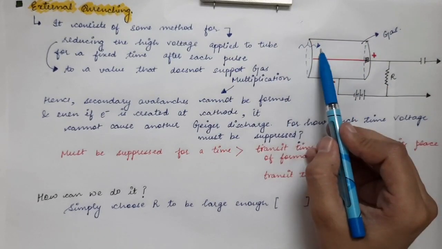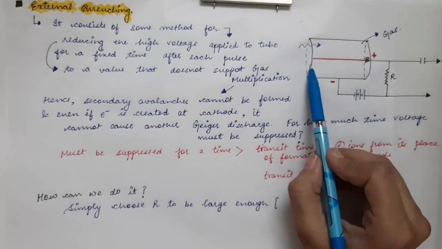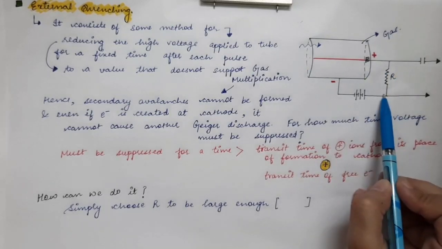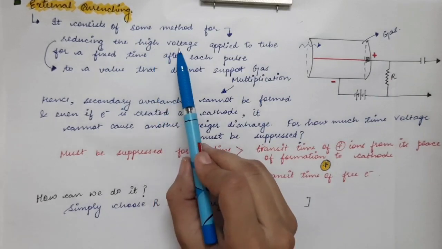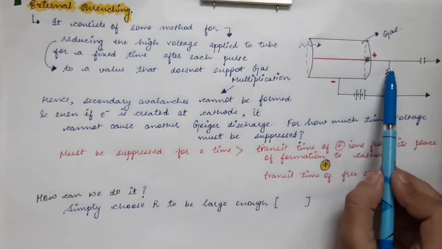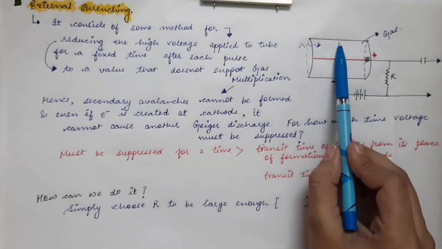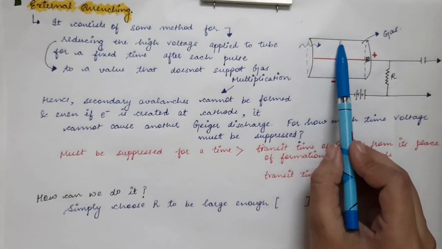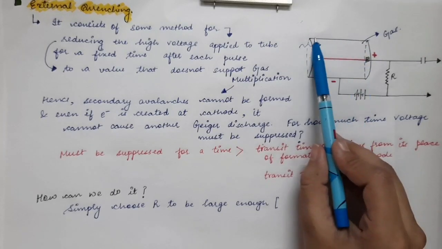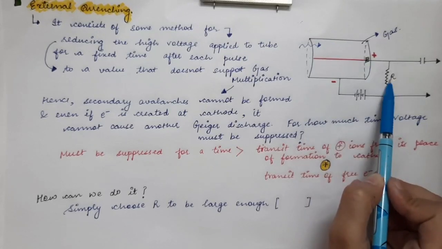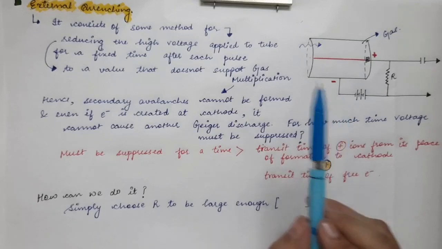When one ionizing particle enters the GM tube, Geiger discharge will occur, and you will get a single pulse. After this single pulse, the voltage must be reduced, because after the single pulse positive ions will drift towards the cathode, and in this time we want the voltage to be low. So we will decrease the voltage when the first pulse is got across the resistance R.